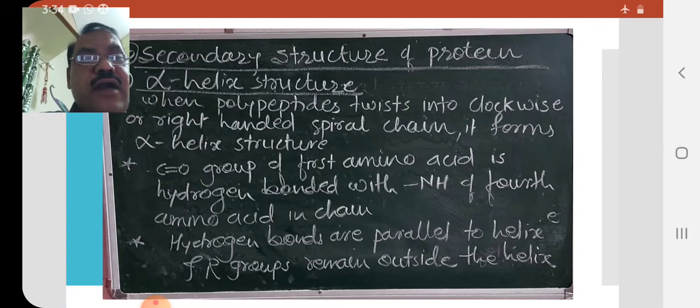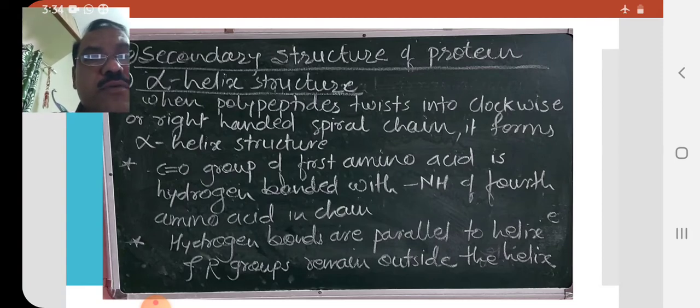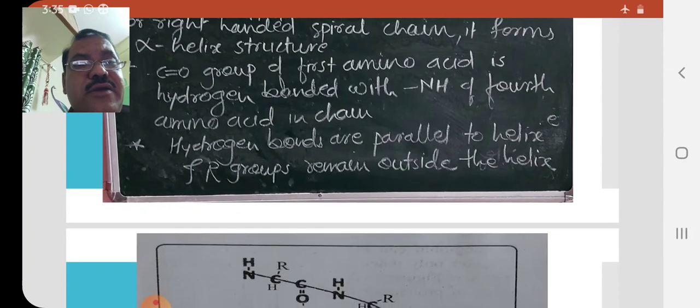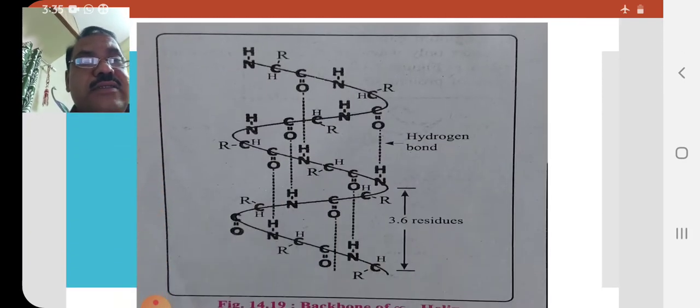So the CO group of the first amino acid and the NH group of the fourth amino acid, they form a hydrogen bond between them, and the hydrogen bonds are parallel to the helix structure, whereas the R groups remain outside the helix. You can see this diagram.